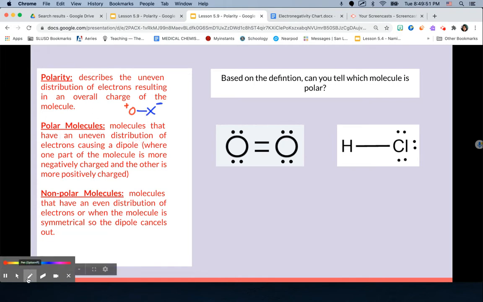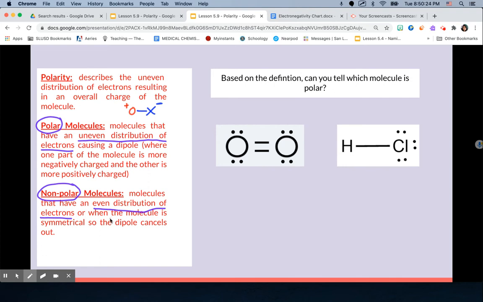So in general, a polar molecule is a molecule that has an uneven distribution of electrons, right? Basically, what that means is one part of the molecule has more electrons than the other, right? They're not being shared evenly. On the other hand, nonpolar molecules have an even distribution of electrons, right? So in this case, the electrons are shared evenly between both atoms or both elements.